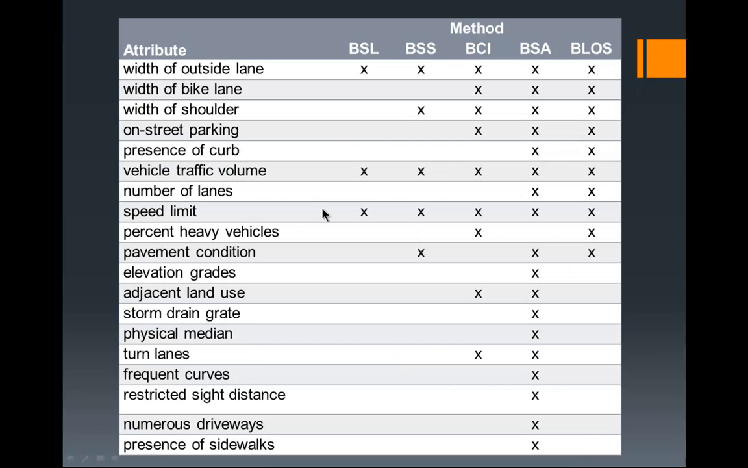All of the bicycle suitability methods require input attributes. Here I have 5 different methods and I'm showing which attributes are needed. Across the top here, this is bicycle stress level, which only requires 3 attributes. Then the bicycle suitability score, the bicycle compatibility index, the bicycle suitability assessment, and then the Highway Capacity Manual's bicycle level of service, which uses 10 attributes.